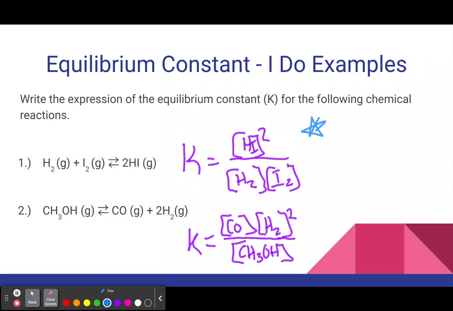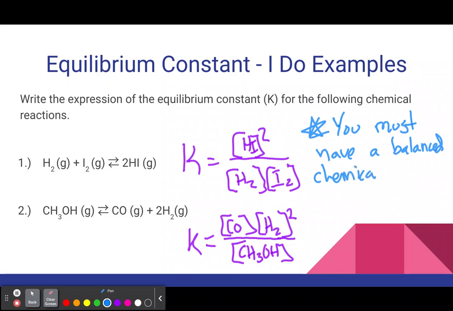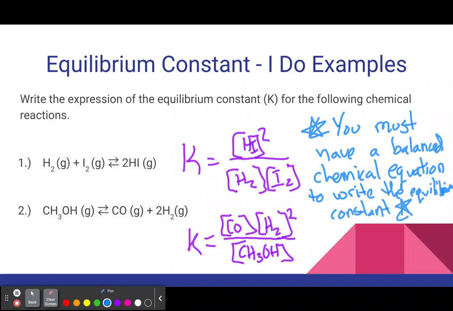Now, very important example here, guys, I'm going to star this: you must have a balanced chemical equation to write the equilibrium constant. That's super important, guys. Make sure you copy that in your notes. Moving on.